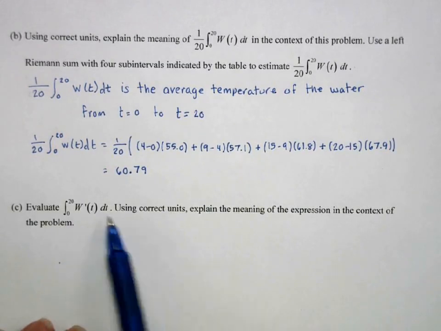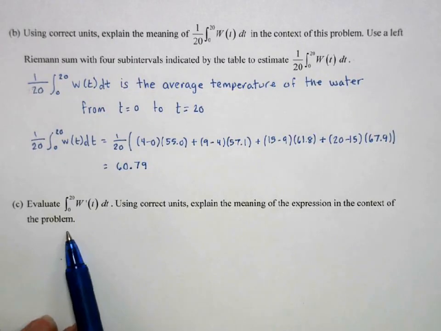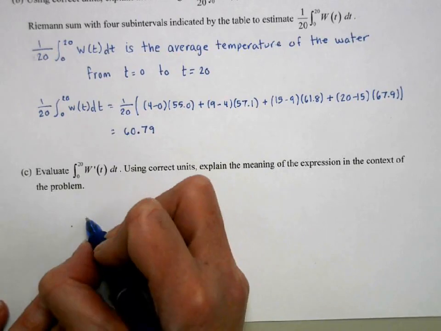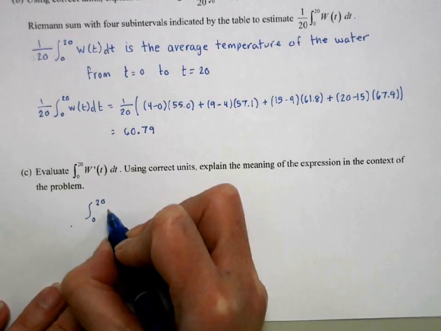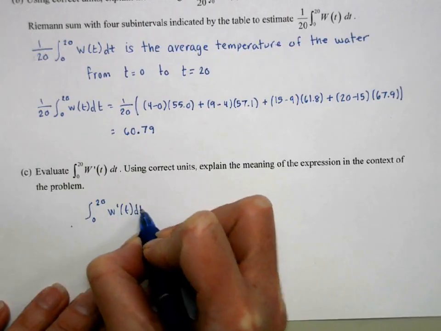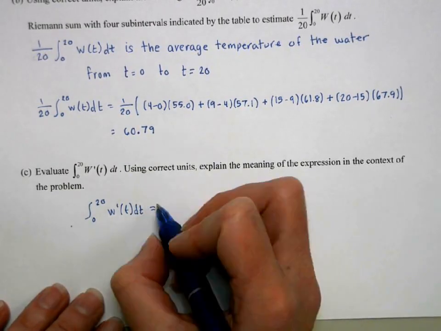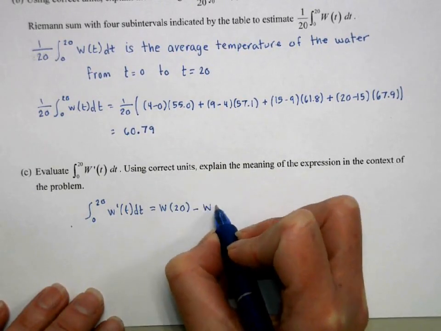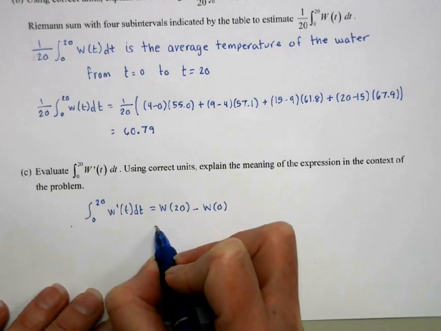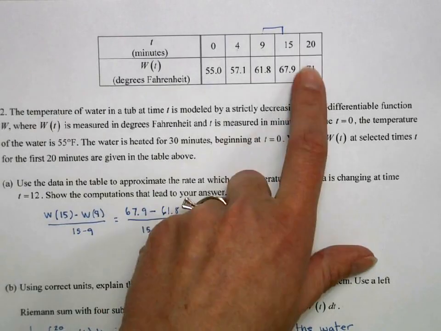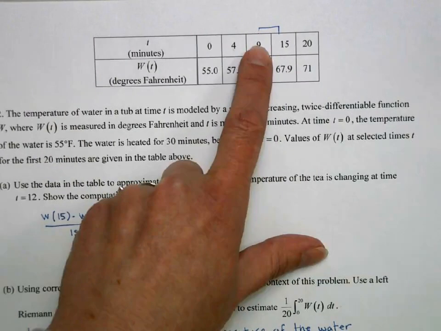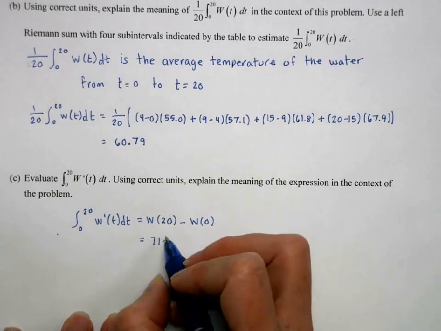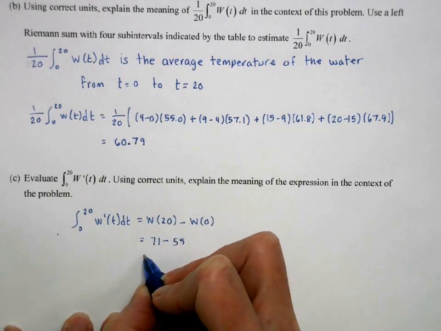Last one. Evaluate the integral from 0 to 20 of W prime of t. Using correct units, explain the meaning in the context of the problem. Well, all I have to work with is that table. So somehow I have to get this from the table. But just like we did on the previous slide, we're going to use the fundamental theorem of calculus that says this integral is going to be the antiderivative of W prime, which is going to be W evaluated at 20 minus W evaluated at 0. So from my table, I'm going to get 71 for W(20), and 55 for W(0). This gets me 16.